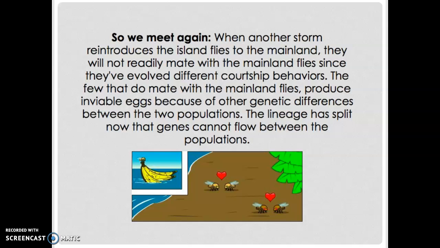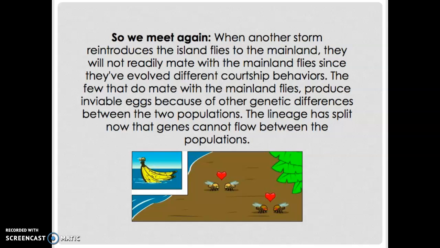When another storm reintroduces the island flies back to the mainland, it flies them back over. They will not readily mate with the mainland flies because they've evolved different courtship behaviors. So they don't even try to mate in the beginning. The few that do mate with the mainland flies produce inviable eggs, which means the offspring does not form. Okay, there are too many genetic differences between the two populations. At that point, we would say the lineage has split because the genes can't flow back and forth.